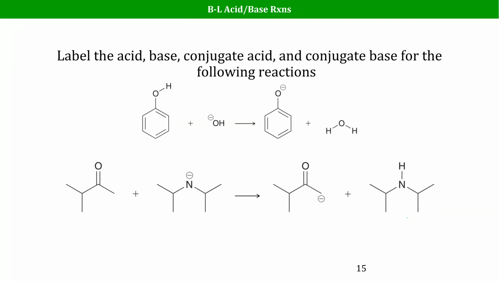All right, so let's do some practice with some organic molecules instead of just polyatomic ions. If you put this molecule, which is called phenol, with hydroxide, you can deprotonate the phenol. What's the acid? What's the base? What's the conjugate acid and conjugate base?